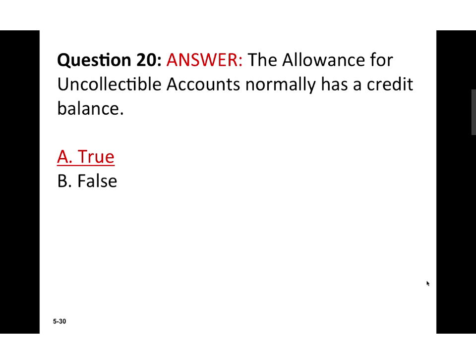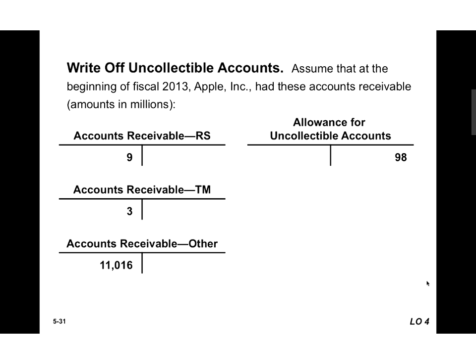Okay, now we've got some more terminology to get through. These terms kind of intertwine, and there are a couple of terms coming up that seem like they're the same thing, but they're not. You see them reported sometimes, so we need to know the terminology. We have something called write-off of uncollectible accounts. What we've done up to this point has been to estimate our uncollectible accounts using the allowance method.